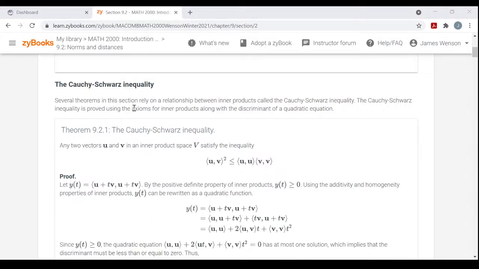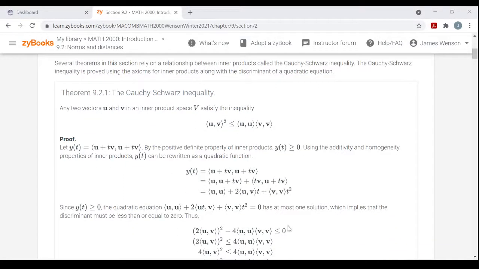Alright, the Cauchy-Schwarz inequality is proved using the axioms for inner products along with the discriminant of a quadratic equation, which you may remember. I'm not going to read the proof. I'll let you read the proof, but here it is. Any two vectors, u and v, in an inner product space V satisfy this inequality, and this will always be true on some inner product space.